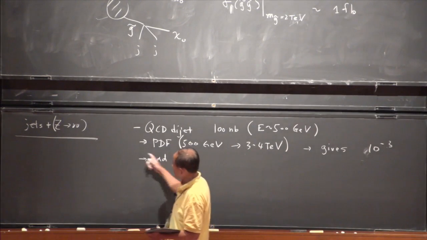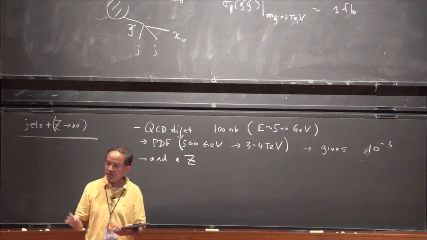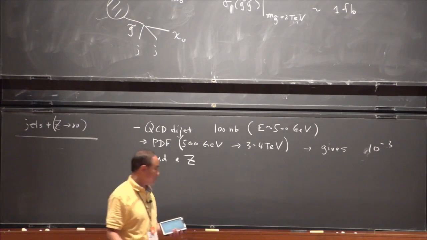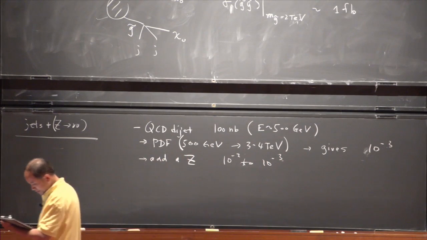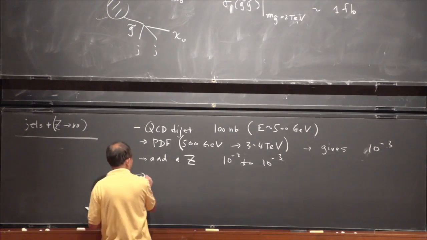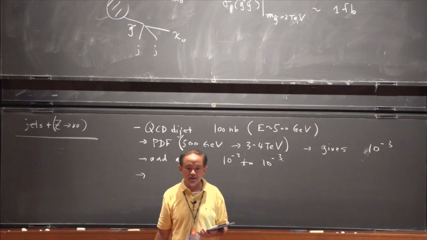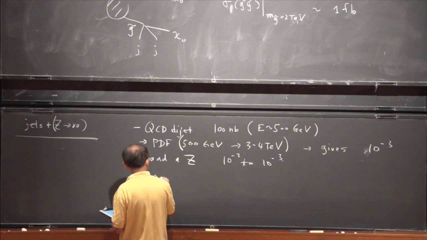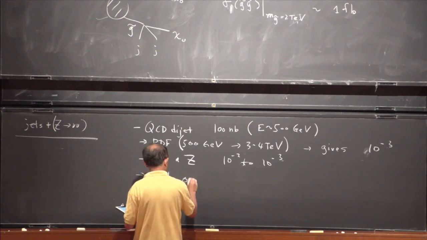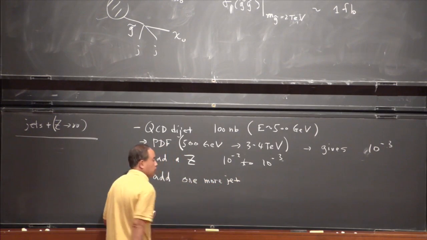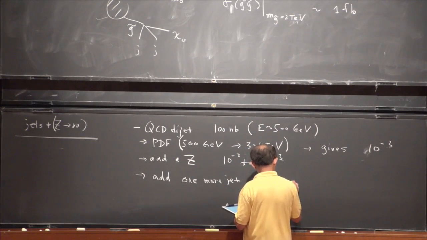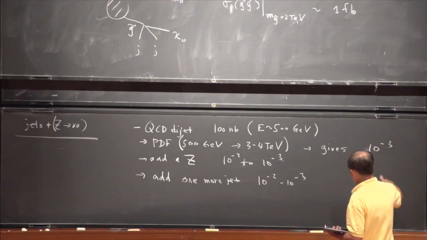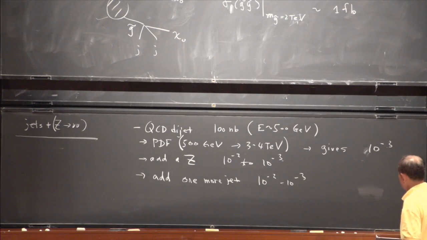So add a Z. What this does is basically I'm adding a particle, so I should pay a price of about 10^-2 or 10^-3. And I have more than two jets in the signal, right? If it's three or four, I will add one more jet, and that's another 10^-2 to 10^-3. You see that this is anywhere between 7 or 9 orders of magnitude.